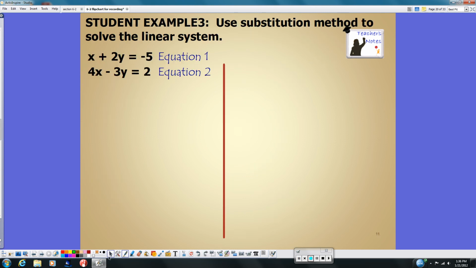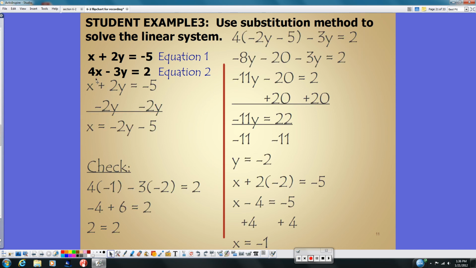Let's take a look at another example. Again, when I do this, I like to look for the equation that has the letter that's already by itself. Notice in equation 2, both of the letters have a number attached to them. In equation 1, the y has a number attached to it, so I would probably go ahead and solve for x. So to do that, I subtract the 2y from both sides, so I get x equals negative 2y minus 5. I take the negative 2y minus 5, that's going in for x in my second equation. We have to distribute.